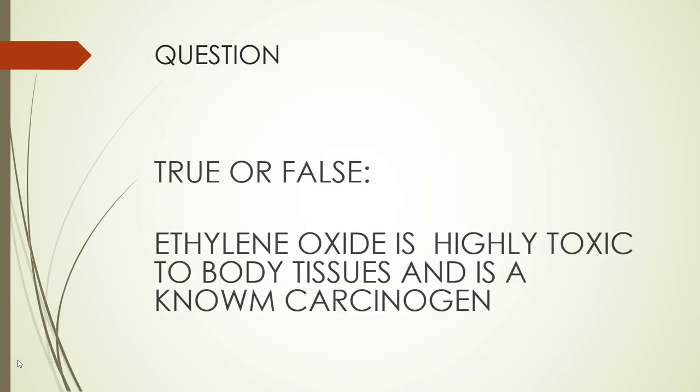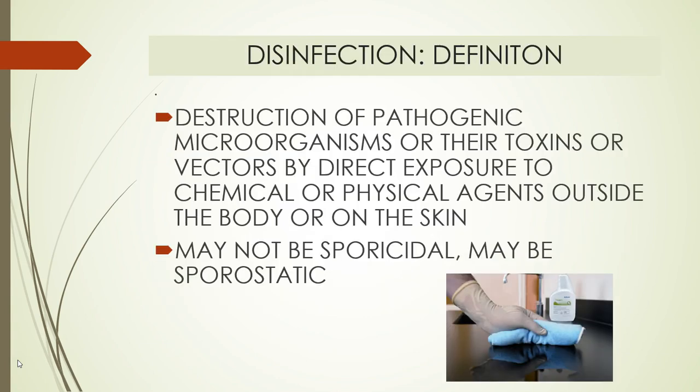So here's our next question: true or false? Ethylene oxide is highly toxic to body tissues and is a known carcinogen? The correct answer is true. Ethylene oxide is highly toxic to body tissues and is a known carcinogen.